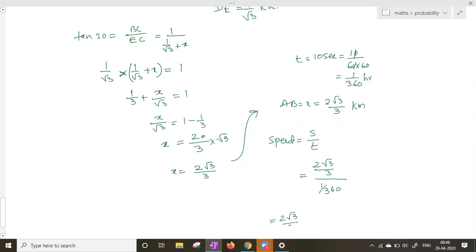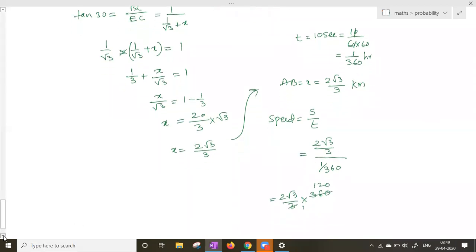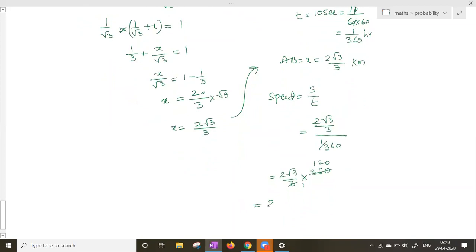So 2 root 3 by 3 into 360. That is 120. 120 into 2, that is 240 root 3. So 240 into root 3 multiply.